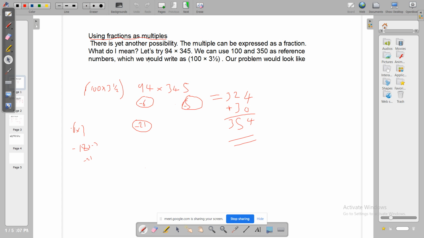Okay, so you need to represent this. You know that 100 times 3 will give you 300, right? Then half of 100 is 50. When you add it, you get 350. Okay, do you understand? So now here is 350. When you subtract 5 from this, you get 345. Okay, the rest is easy for you.